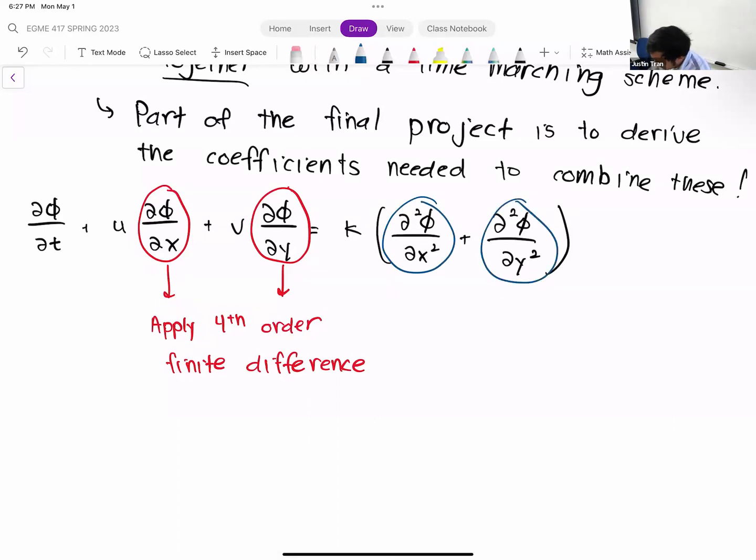For these two, so for our second order derivatives, these are our diffusion derivatives. Okay. The good thing is that you can just apply our usual central difference here. So for diffusion, it doesn't change. Diffusion is the same in both.